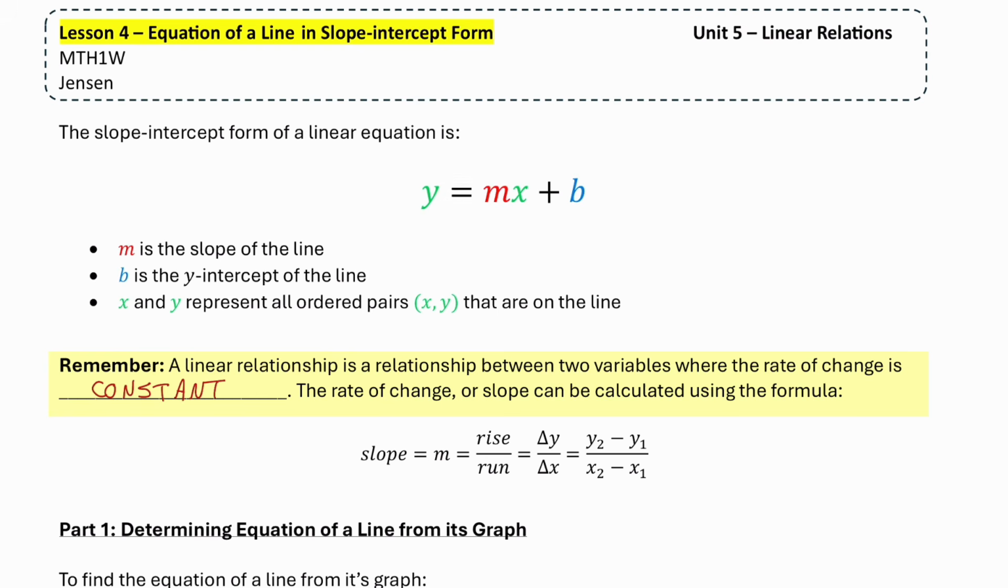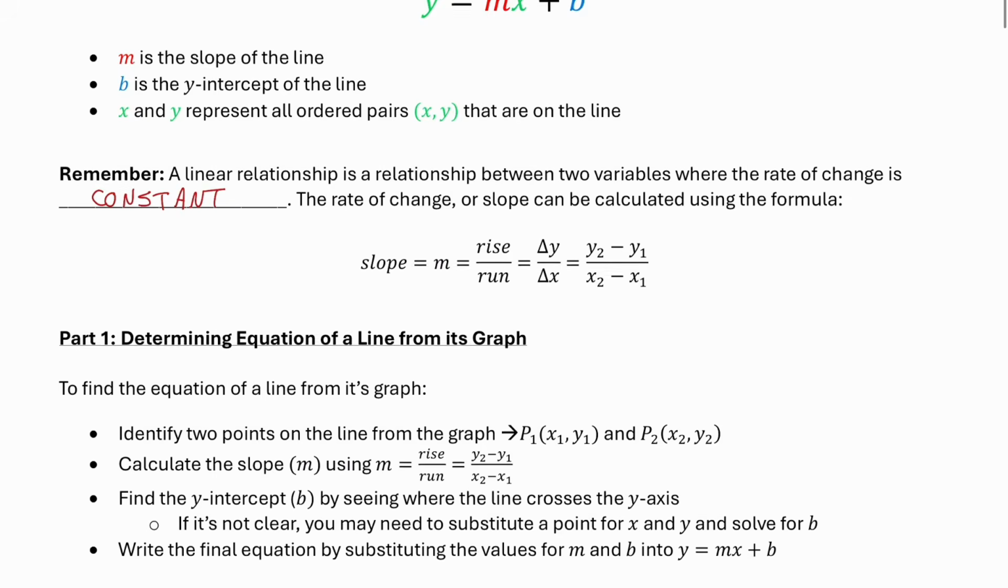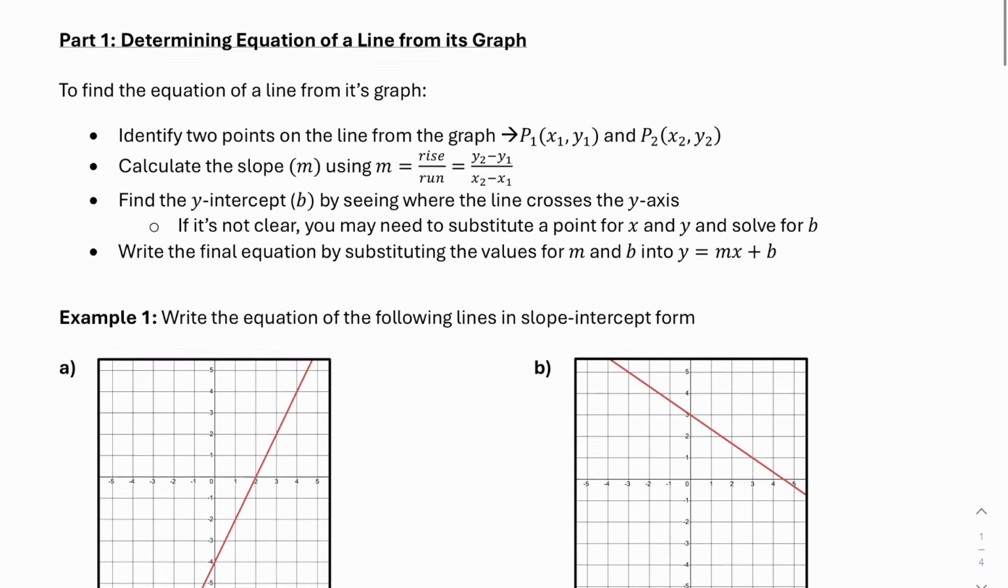And the rate of change, or slope, can be calculated using this formula here. And in each version of the formula that we see here, all that we're doing to calculate the slope is finding what's the change in y and dividing that by what's the change in x. Graphically, we can just count the rise and the run, or if we have a table of points, we can follow this formula, y2 minus y1 over x2 minus x1. That just finds how does y change as x changes, and we call that the slope, and use the letter m to represent it. So let's go into the first section of this lesson where we determine an equation of a line from its graph.